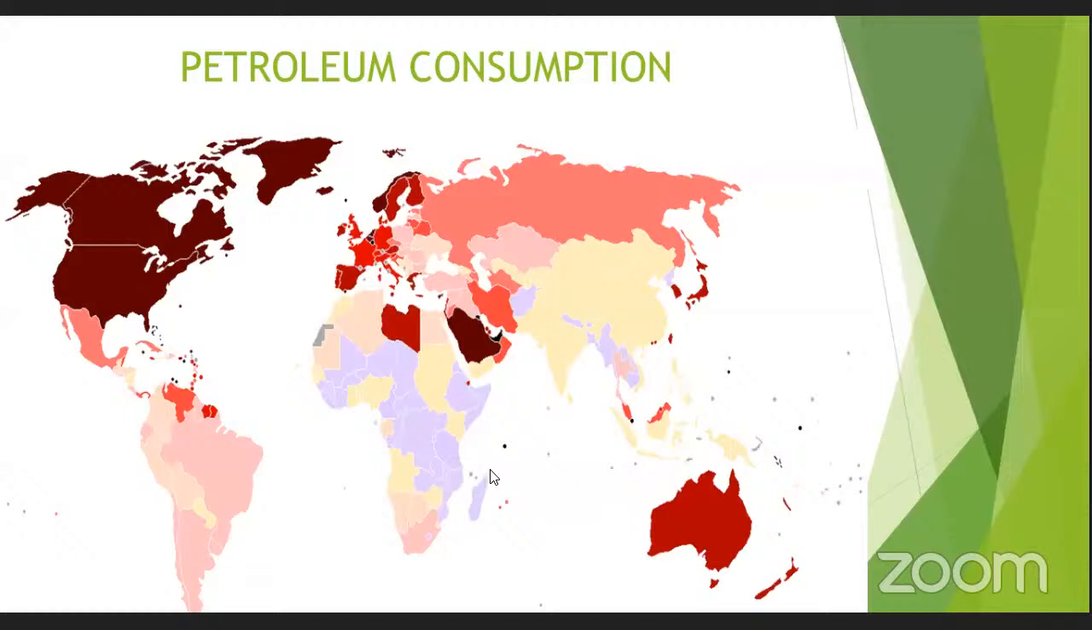So these are the concentrations of petroleum. Dark red indicates the heavy concentration, and light red indicates the lesser concentration. So in India, China, and other nations, petroleum is hardly found. Whereas in the US, Greenland, and the Gulf states of Saudi Arabia, Iran, and Iraq, petroleum is found in vast amounts.